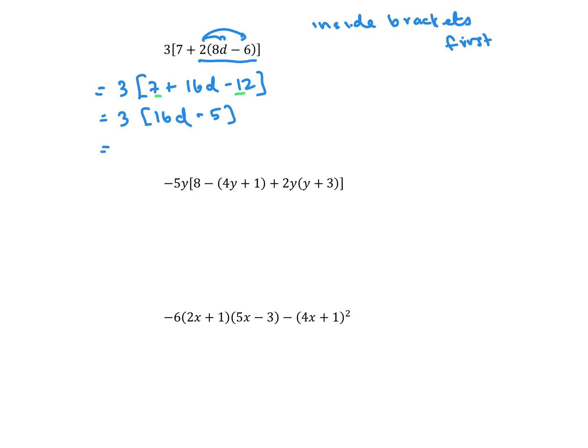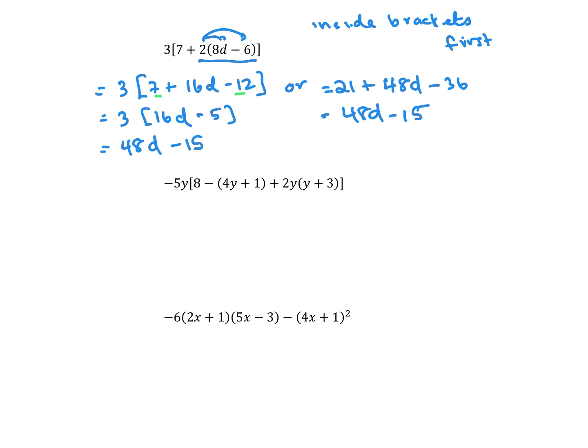And then I'm going to expand these brackets. So 3 times 16 is 48, and 3 times negative 5 is negative 15. Or we could just do the 3 times the bracket. 3 times 7 is 21. 3 times 16 is 48, and 3 times 12 is negative 36. And then we could collect like terms. So 21 minus 36 is also negative 15.